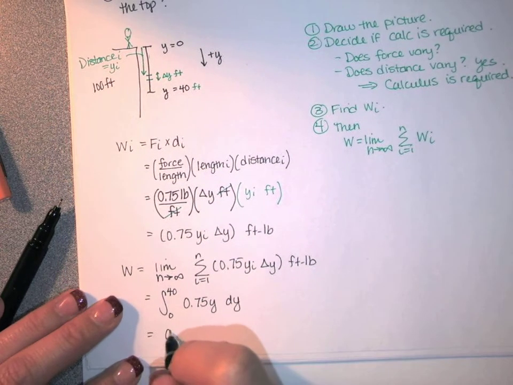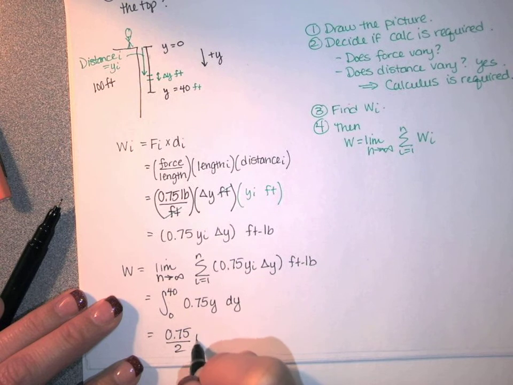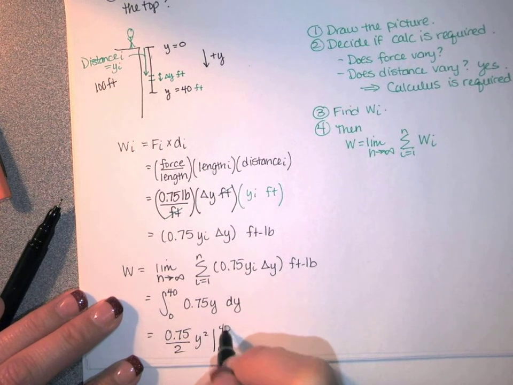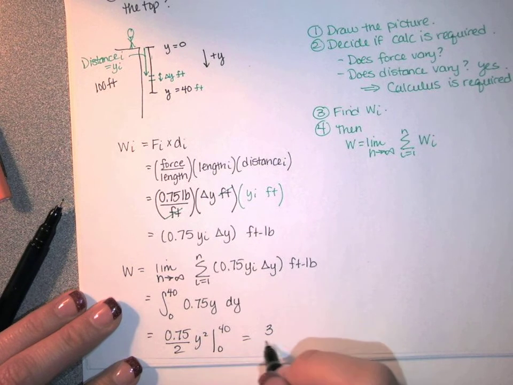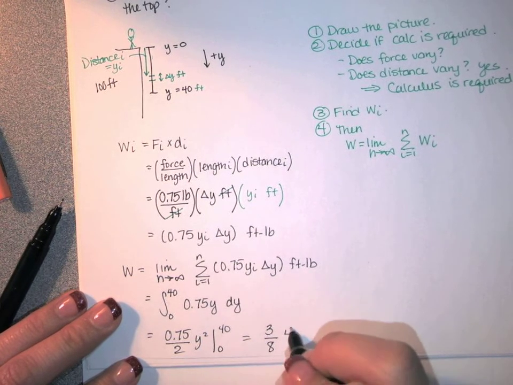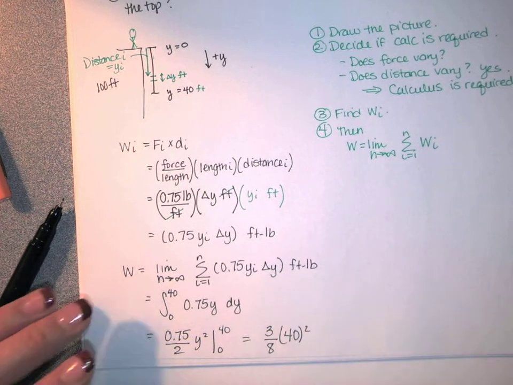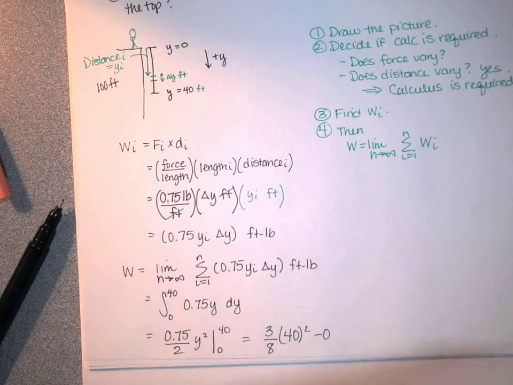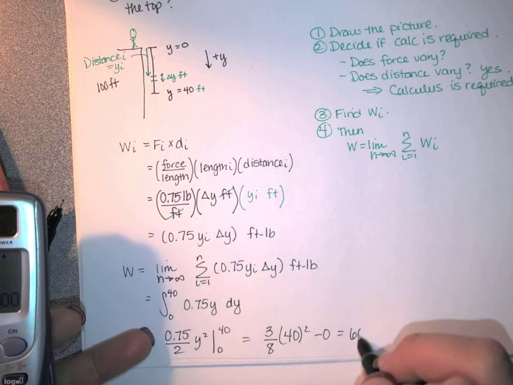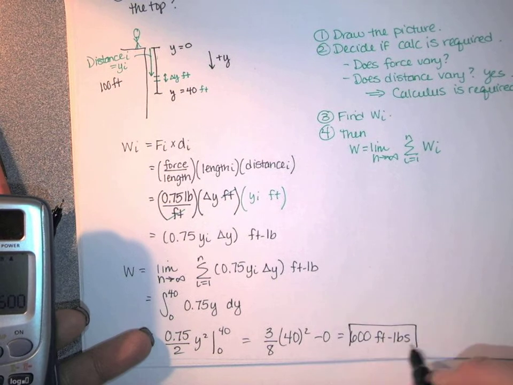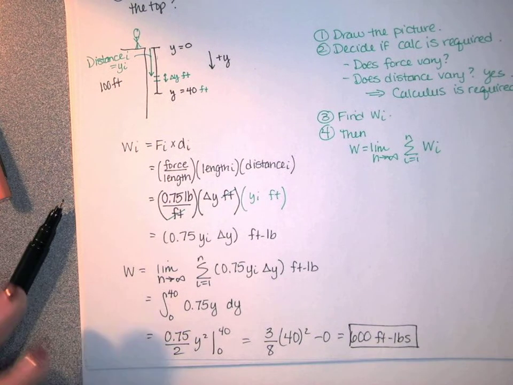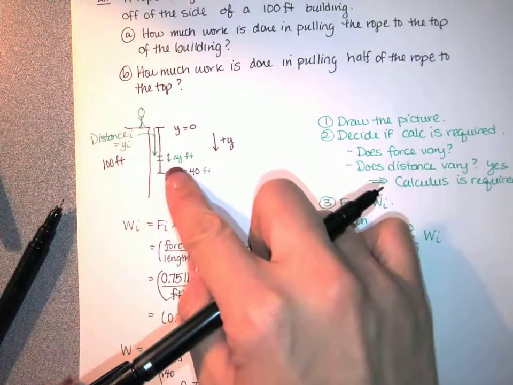All right, so just anti-differentiate. Substitute in 0 and 40 and subtract. So that's 3 over 4 divided by 2, that's 3/8 times 40 squared minus 0 at 0. And that ends up being 600 foot-pounds of work. We're required to move this whole thing to the top.